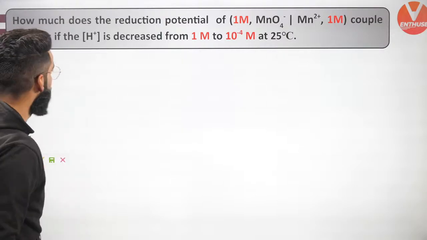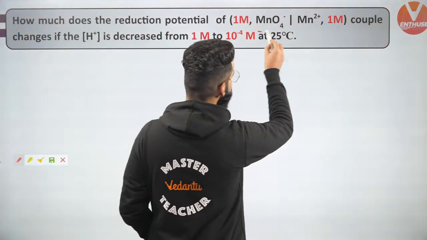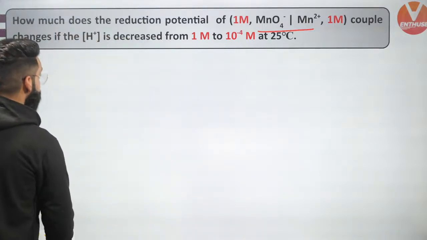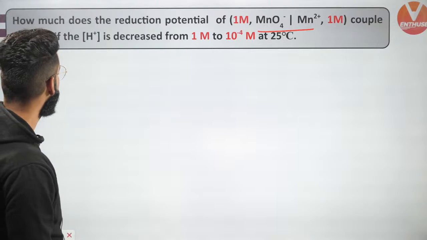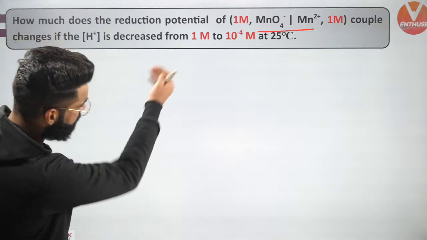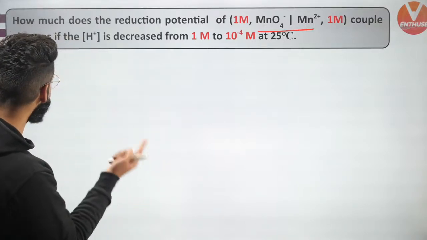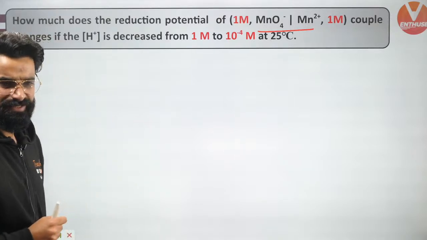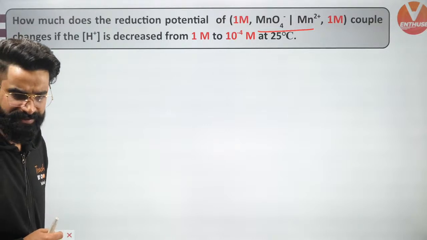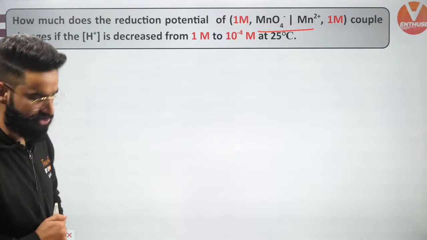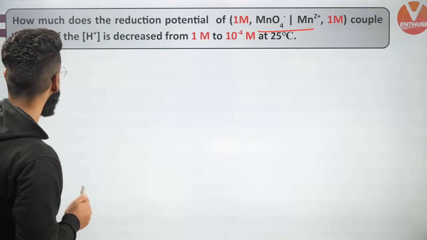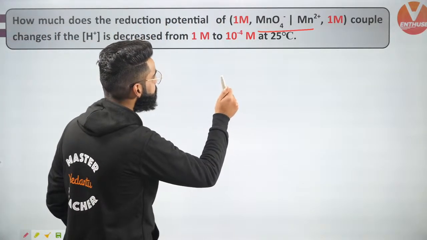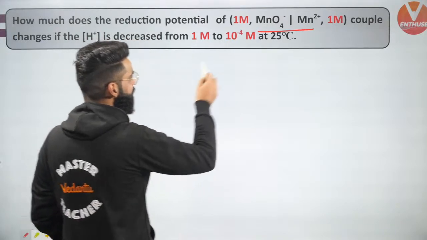See, first of all, I'm given with one electrode right here. What are we supposed to check? We are supposed to check how much the reduction potential of the electrode decreases if the concentration of H positive is changed from 1 molar to 10 to the power minus 4 molar right here. Yes? Now guys, see how this question is to be solved. First of all, we need to check how much reduction potential decreases. So first of all, I'm going to write the reaction right here.